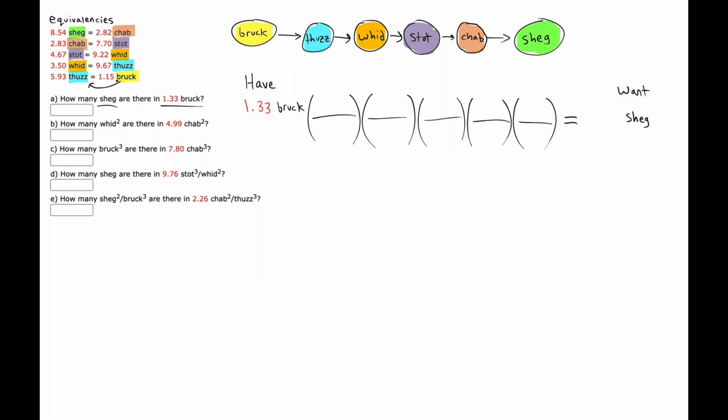Let's write out all our conversion factors as fractions. Okay, so the first step is going from bruck to thuz. We want to cancel bruck, so let's put that down below here. And we'll put the unit that we're going to, which is thuz, above. So we started with bruck, and we're going to thuz first. I have to use the units that are given in the equivalency. 1.15 goes with bruck, and 5.93 goes with thuz.